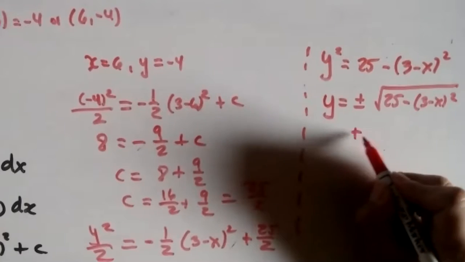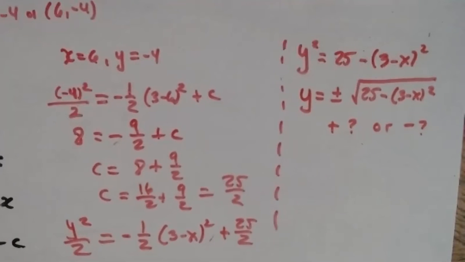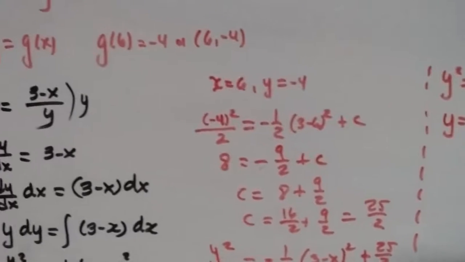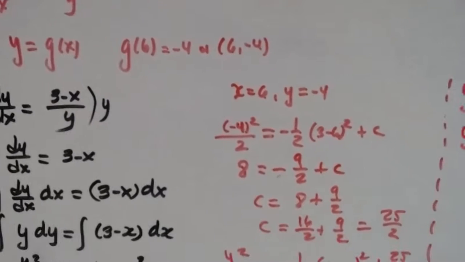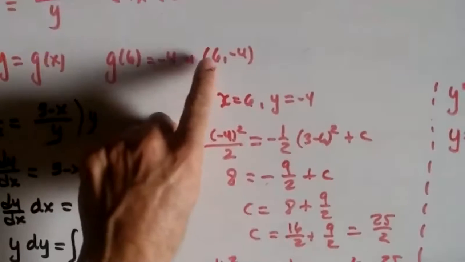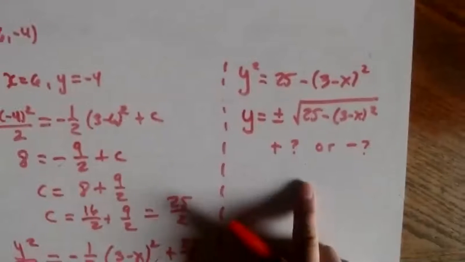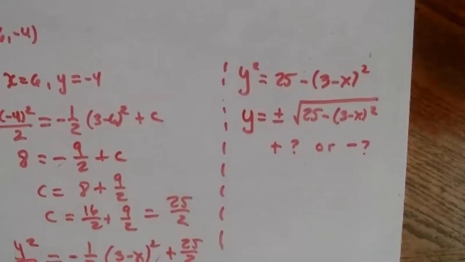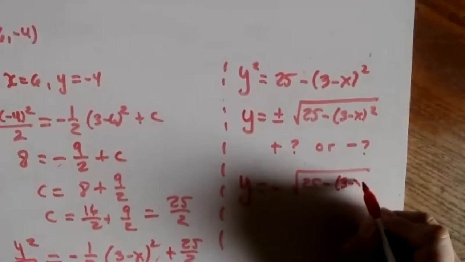Now, positive or negative? What do you think? Which one of the roots are you going to select? Positive. Why? Look carefully at this. For x positive, the y is what? Negative. So what do you have to choose here? Oh, negative. Y equals negative square root of 25 minus (3 minus x) squared.